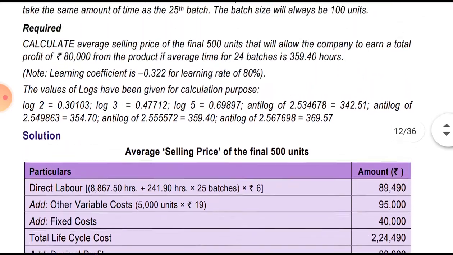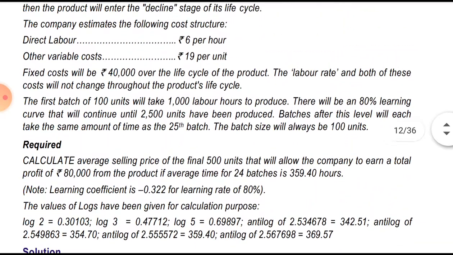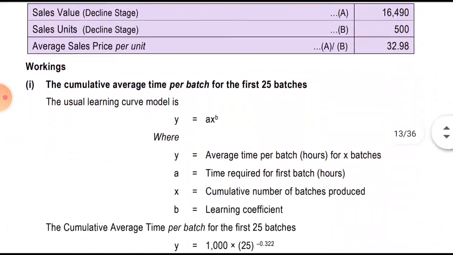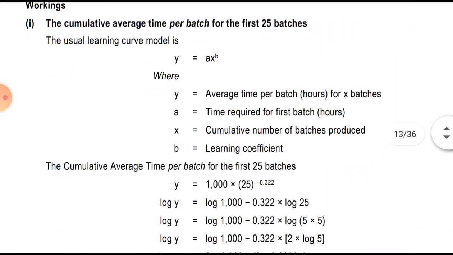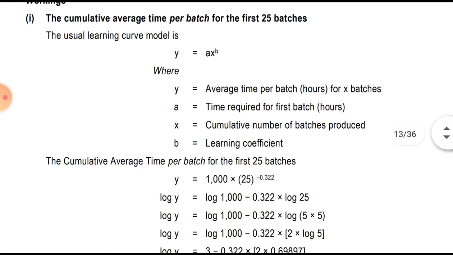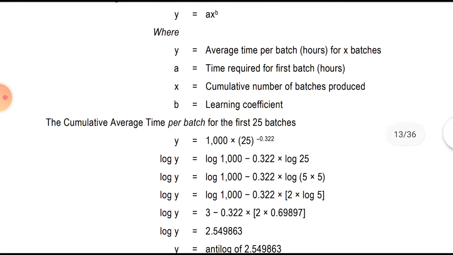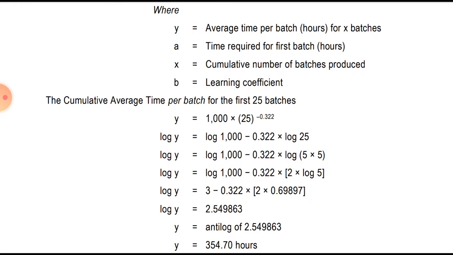So how we will proceed is, first we will write the cost. For calculation we need the working note. See, this is the working note for calculation of the learning curve. The first is the cumulative average time per batch for the first 25 batches. Y is equal to a x raised to b. Y is the average time per batch. A is the time required for the first batch. X is the cumulative number of batches, that will be 25 in this case, and the learning curve coefficient, which is given in the question, is minus 0.322.